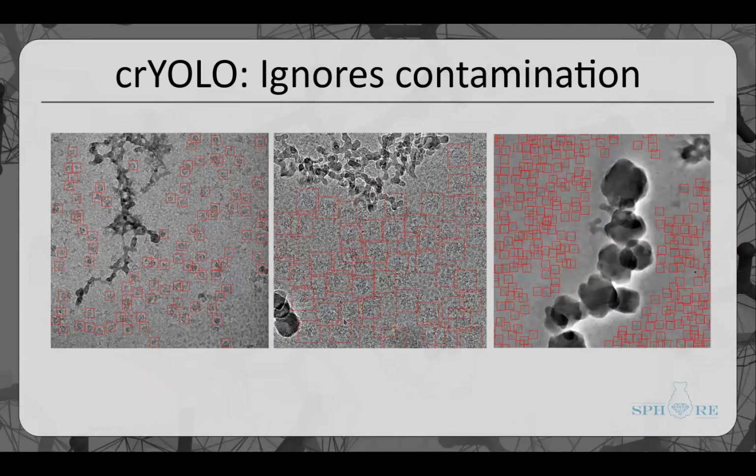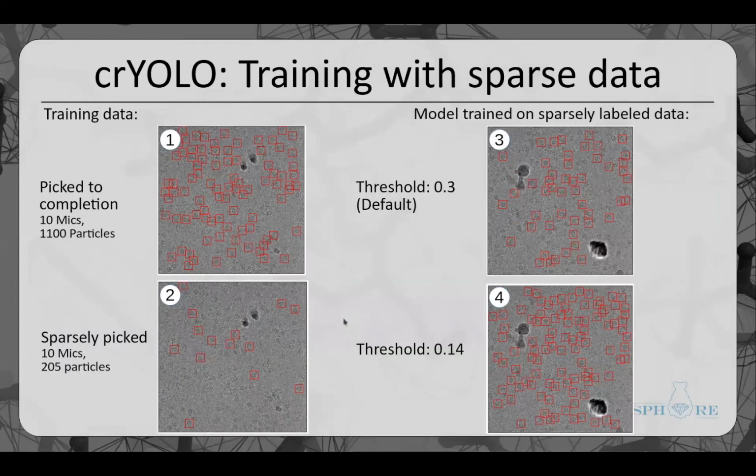If your training data also shows contamination, crYOLO will learn not to pick this contamination. So it will ignore it. And for some data sets, it might be hard to create the training data, so you might miss particles during creating the training data. But crYOLO is pretty robust against sparse picking.